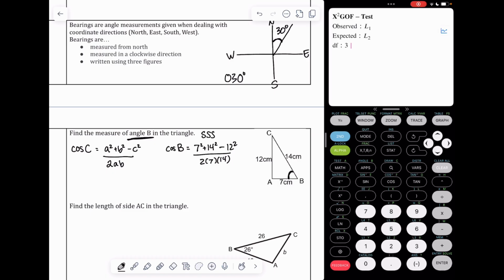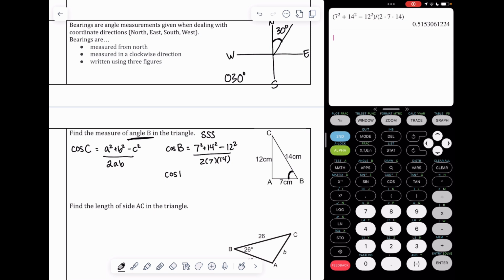Okay, now we got to do some calculating. If you do it all in one go, make sure you use parentheses. You can also just find the top and then divide by the bottom. So I've got the entire top in parentheses and then divided by 2 times 7 times 14, and I get 0.5153 and so on.